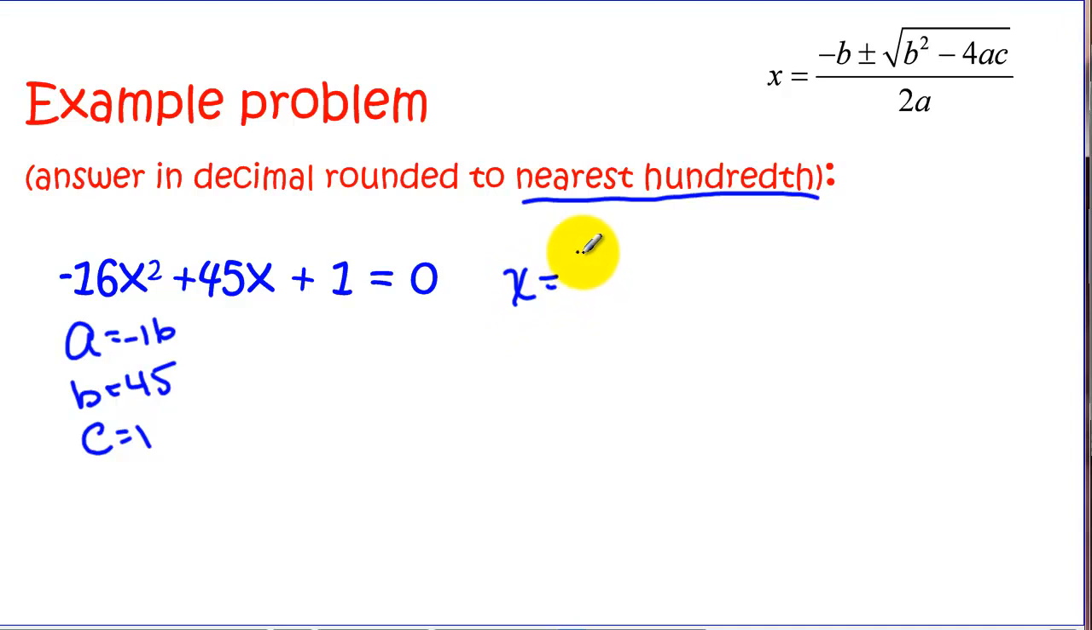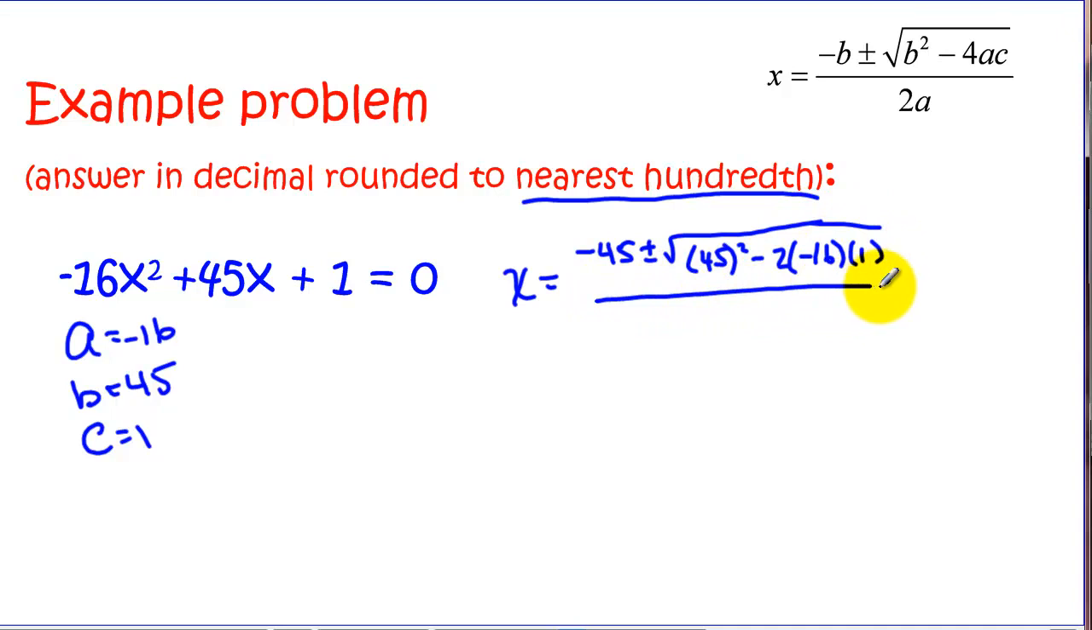So we've got negative b, which is negative 45, plus or minus radical. Now we've got here 45 squared minus 2 times negative 16 times 1. And that's all over 2a. Not 2a. 2a is here. Let's fix that. A is negative 16. You could put down there negative 32, simplify some things using your brain.